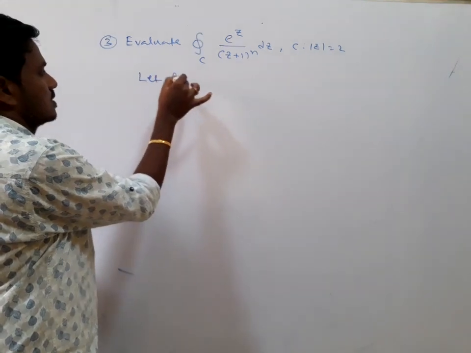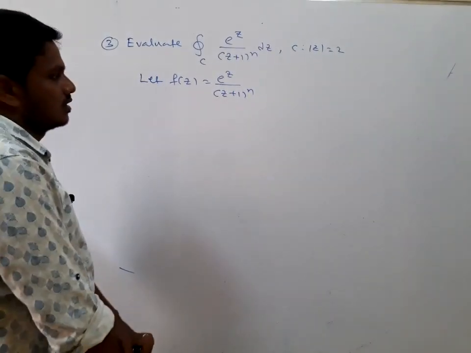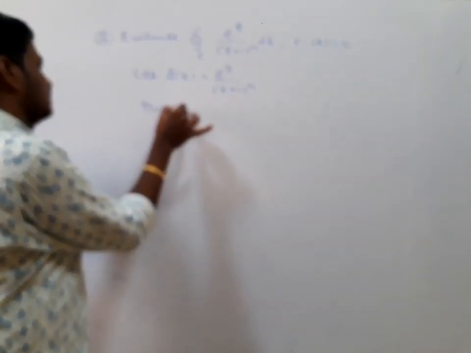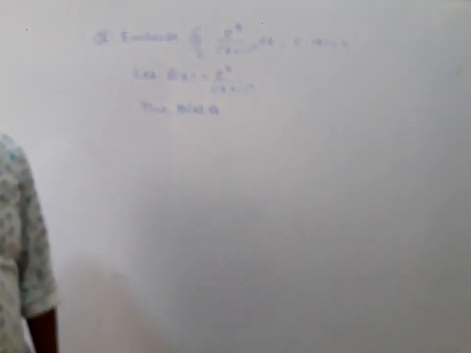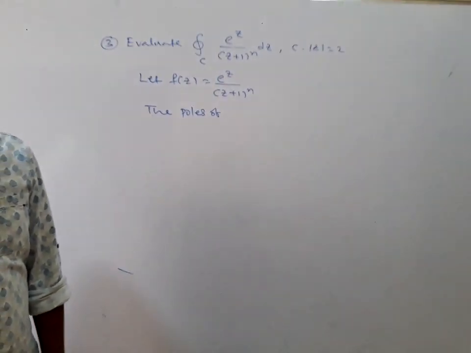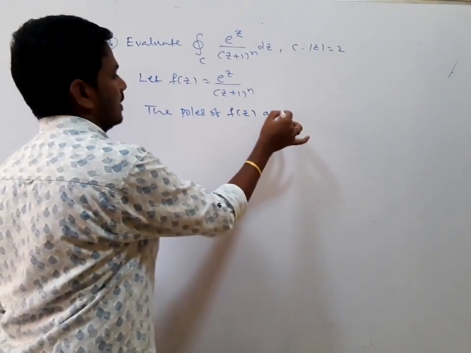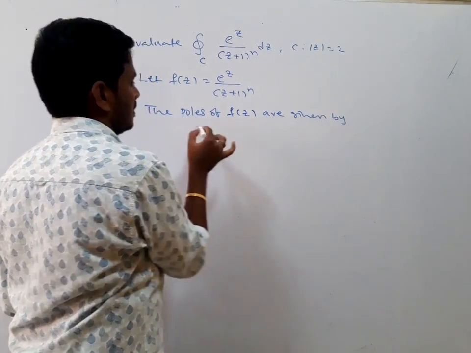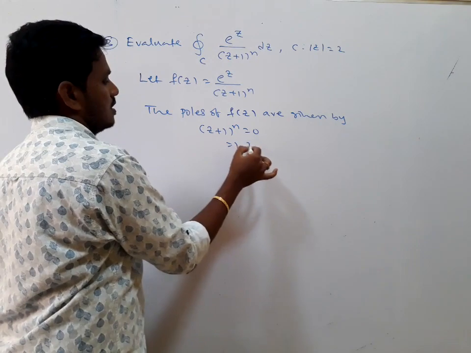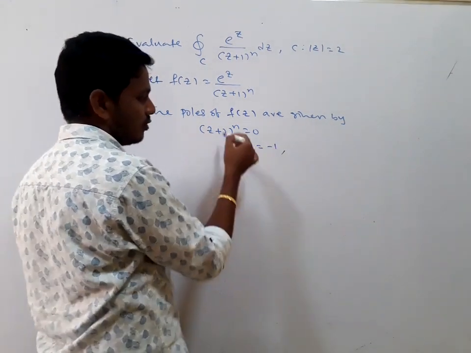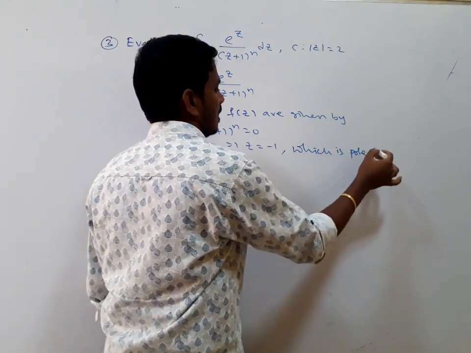Let f of z equals e to the power of z divided by (z plus 1) whole to the power of n. The poles of f of z are given by (z plus 1) whole to the power of n equals 0, so z equals minus 1, which is a pole of order n.